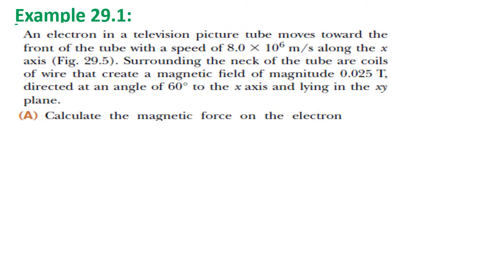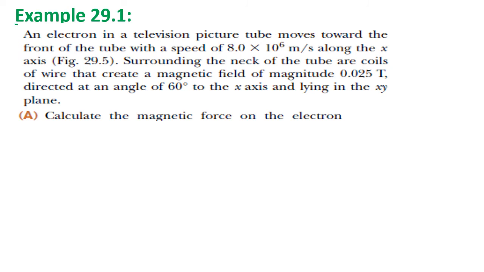Okay, now we'll see an example related to the Lorentz force equation we have done. The example says an electron in a television picture tube moves towards the front of the tube with a speed of 8 into 10 raised to the power 6 meters per second along the x-axis. Figure will be given with part B. Surrounding the neck of the tube are coils of wire that create a magnetic field of magnitude 0.025 Tesla, directed at an angle of 60 degrees to the x-axis and lying in the xy plane.